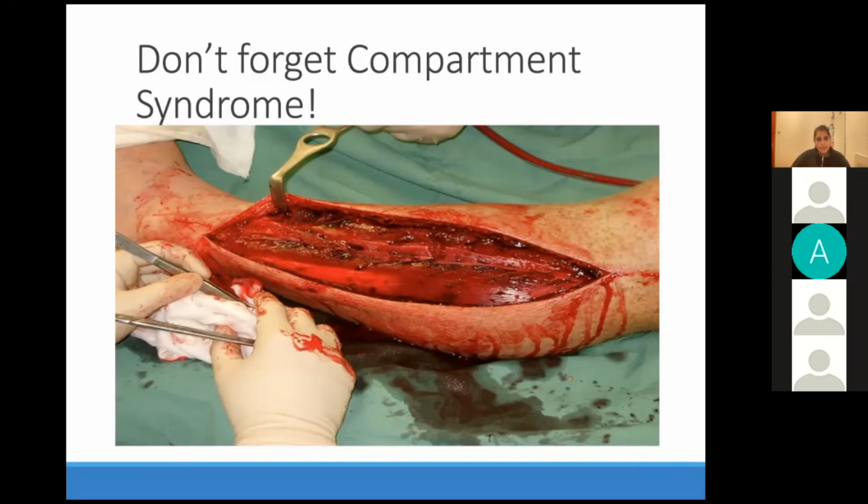Compartment syndrome can occur in any bone, any sort of limb. The lower limb is more common than the upper limb. But tibial fractures have a higher risk of compartment syndrome because of their small osteofascial compartments. So it's very important to look out for those signs and symptoms, because these patients do need urgent fasciotomies and decompression.